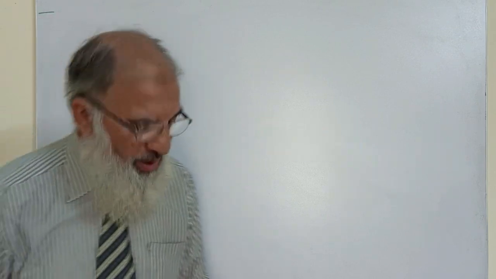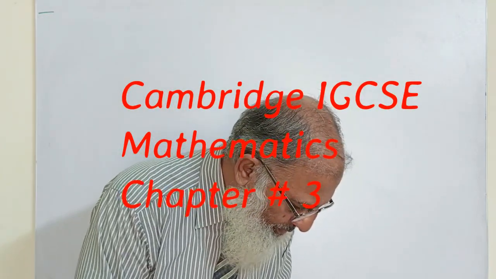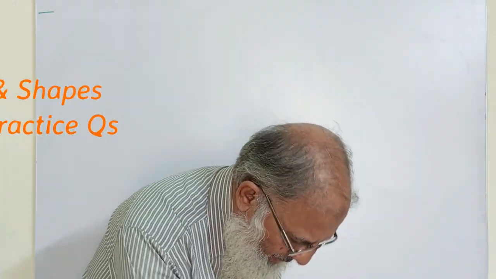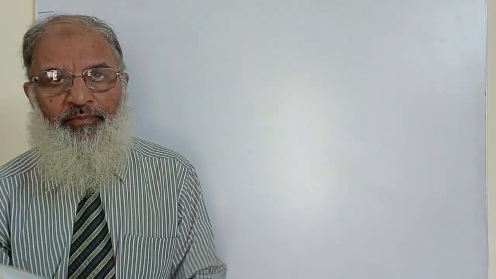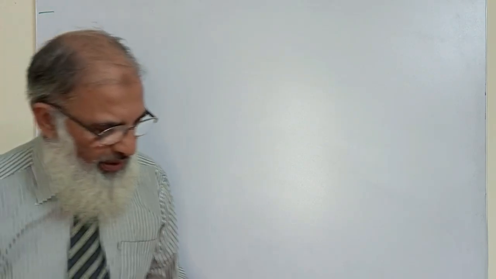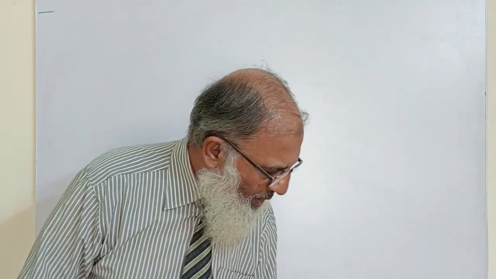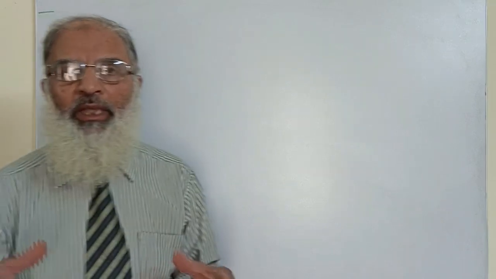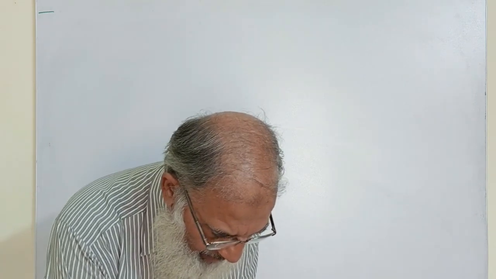So our examination practice question session was on, and we were at question number 4. As I told you, the book is this one, and we are at the end of lines, angles and shapes. At the end of each exercise there are examination practice questions, and with that there are also some questions which were taken from past paper questions. So let us start straight away.